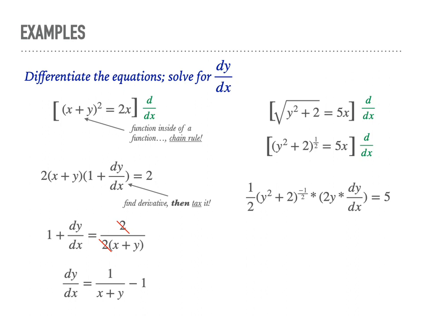And now we have to isolate for dy/dx. So we can cancel out the 1/2 and the 2, because 1/2 times 2 is 1, so we can just cancel those out. And then we can divide both sides by (y^2 + 2)^(-1/2) times y, and we get dy/dx = 5/((y^2 + 2)^(-1/2) times y). I hope this video helped.